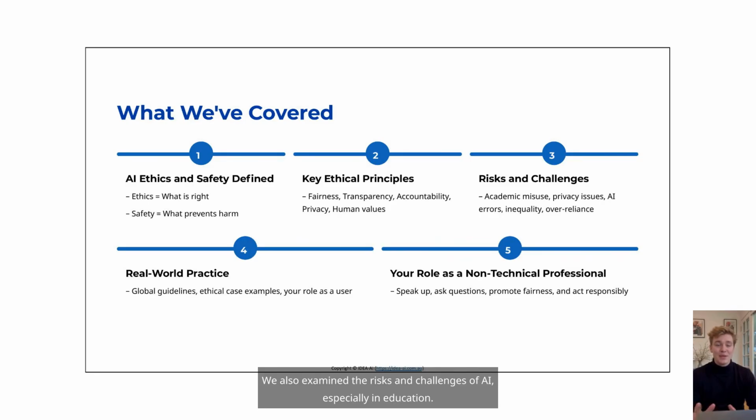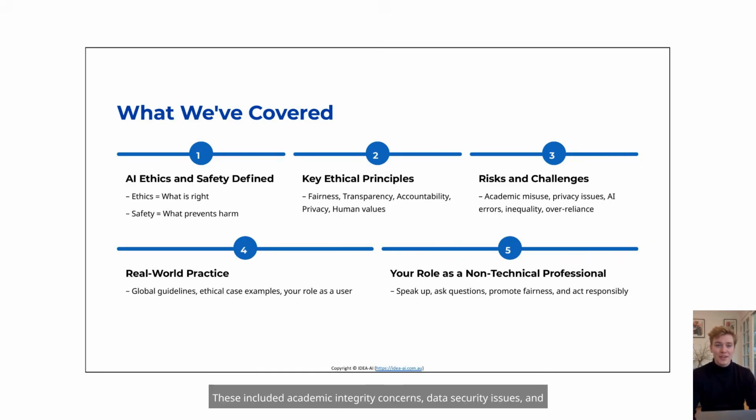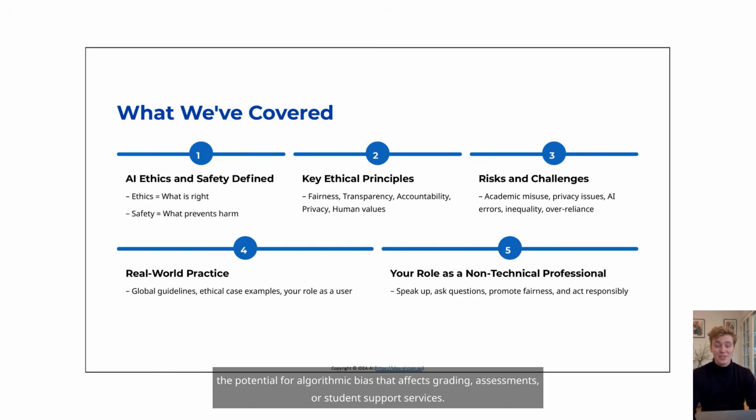We also examined the risks and challenges of AI, especially in education. These included academic integrity concerns, data security issues, and the potential for algorithmic bias that affects grading, assessments, or student support services. Then we looked at practical strategies to deal with these challenges, both at the individual and institutional level, such as ethical guidelines, AI audits, policy updates, and education.